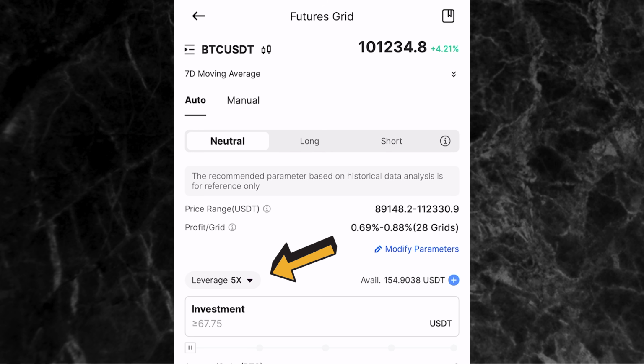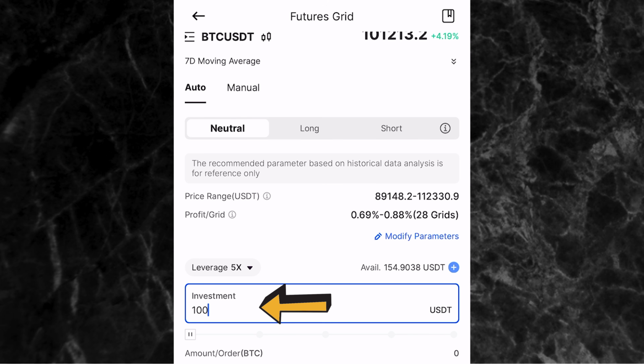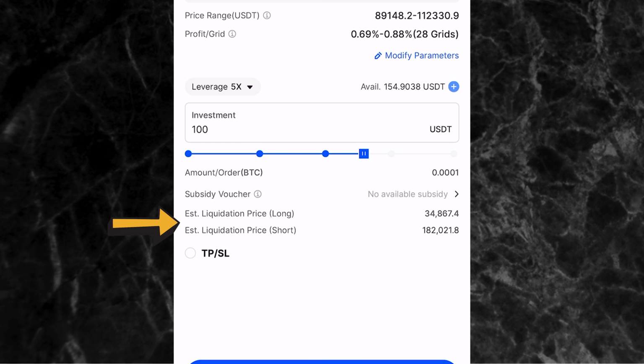But this is auto right here. So this 5x leverage, the minimum investment you can use is $67.75. That's the minimum investment. So if you want to go ahead and do this, just enter your investment right here. If it's $100, just enter $100 right there. And then the next thing is where you see this estimated liquidation price for long and for short.